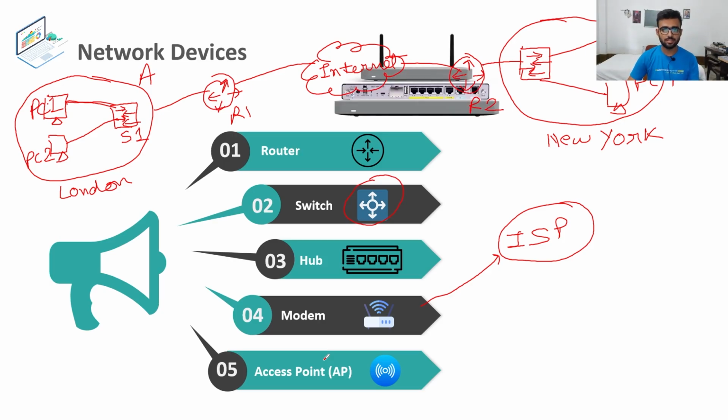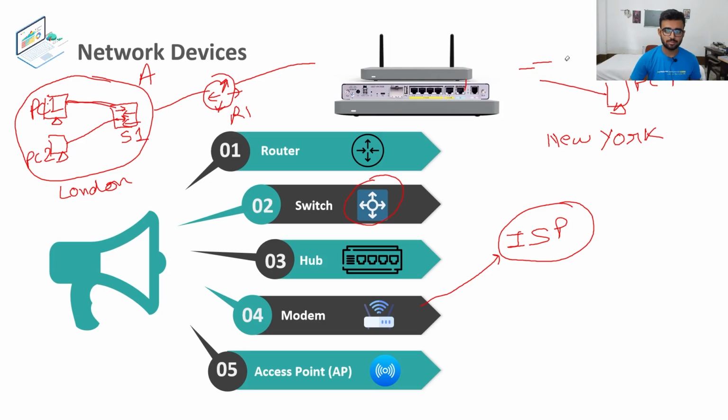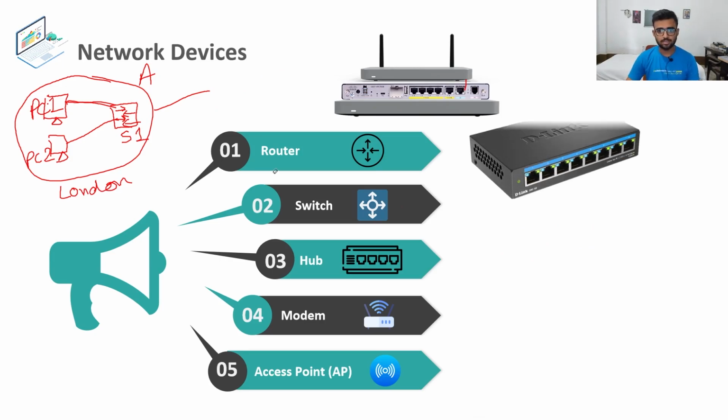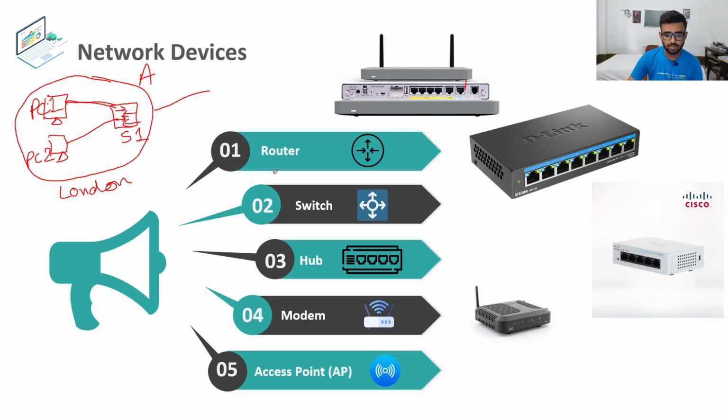So if we talk about this, this is the router, this is the Cisco router. As you can see, this is the real figure of a Cisco router, and this is the D-Link switch, this is the Cisco hub, this is the modem, and this is the Cisco access point. These are basically devices that I took from Google.